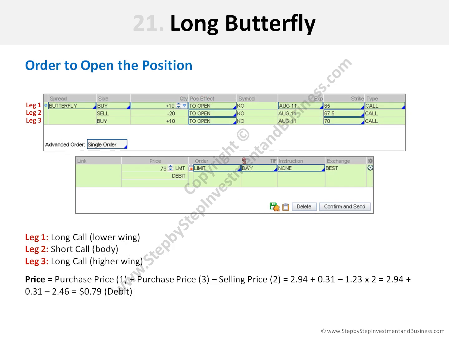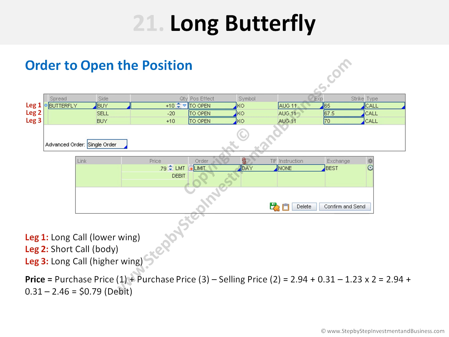Here we can see the order we must enter to open the position. It is an order with 3 legs. Leg number 1 corresponds to the lower wing and consists of buying 10 Coca-Cola calls with a strike price of $65 and expiration in August 2011. Leg number 2 corresponds to the body and consists of selling 20 calls with a strike price of $67.5 and same expiration date. Leg number 3 corresponds to the higher wing and consists of buying 10 calls with a strike price of $70 and same expiration date.